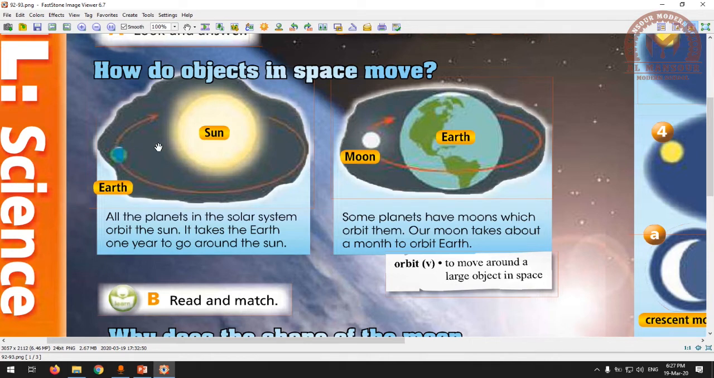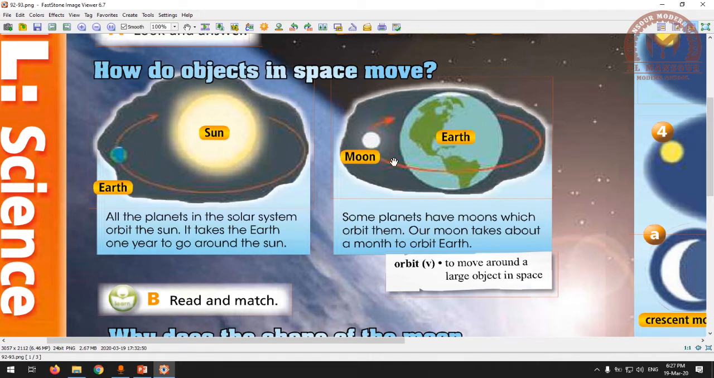So everything like Earth or other planets orbit around the sun because they move at high speed and they can't escape the gravity of the sun, okay? So this is how planets move in space.